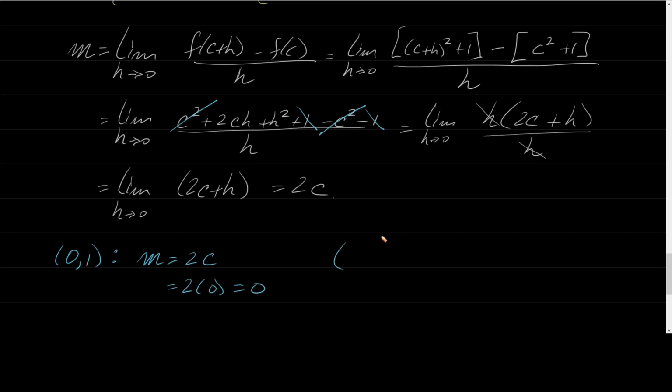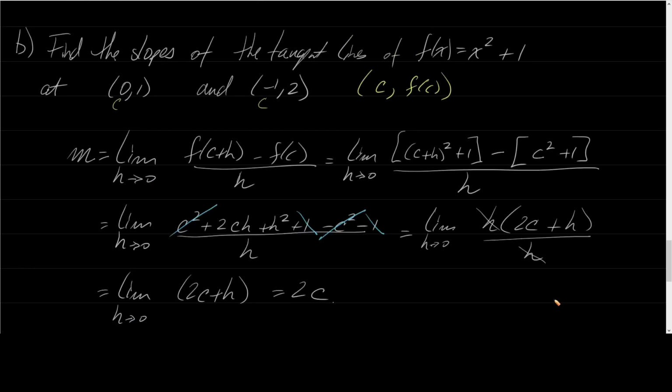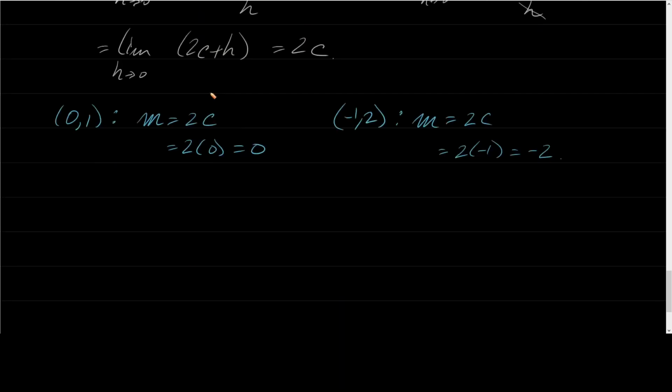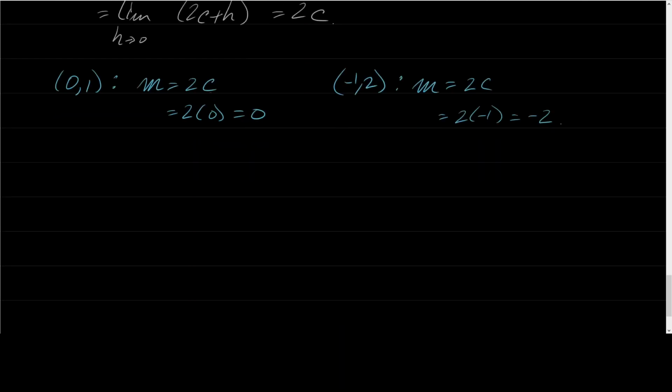At the point negative 1, 2, right? That was the other point. Negative 1, 2. So in there, we get that the slope is, again, 2 times c, but in this case, c is negative 1, so 2 times negative 1, which is negative 2, all right? So that's what we have there. Now notice that now that I have the slopes and I've got the original points that they came out of, I can figure out the equation of the tangent line at each of those. We'll do some examples with that later, but for now, I want to make a note here.